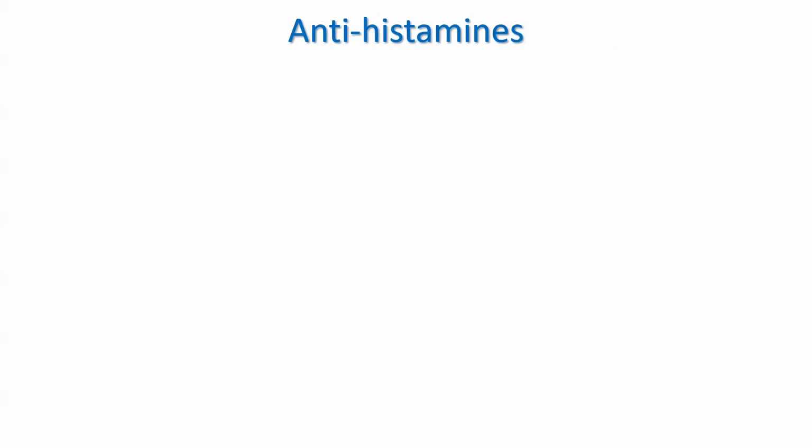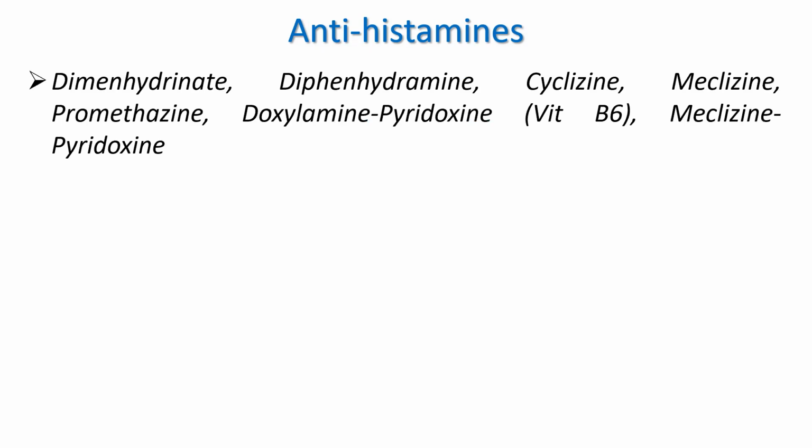Now let's talk about antihistamines, which again you have done in POD. And most of these are first generation. Dimenhydrinate, diphenhydramine, cyclizine, meclizine, promethazine, and then the combination of doxylamine, pyridoxine, or meclizine, pyridoxine. When you're combining pyridoxine, it's more for the motion sickness, for the morning sickness. And even sometimes pyridoxine can be given alone, and then it can be combined with these antihistamines.